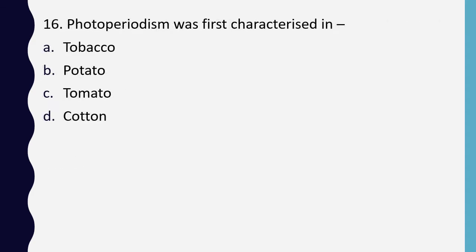Question 16. Photoperiodism was first characterized in tobacco, potato, tomato, cotton. Photoperiodism was first characterized in. The correct answer is option A, that is tobacco plant.